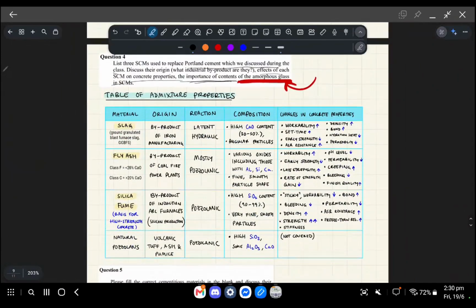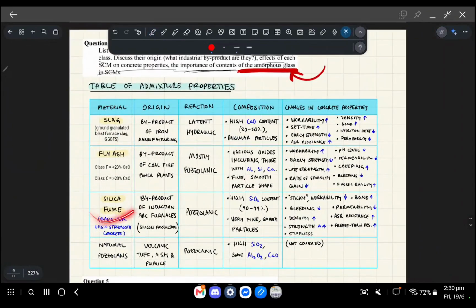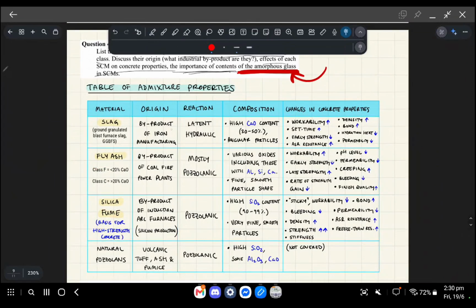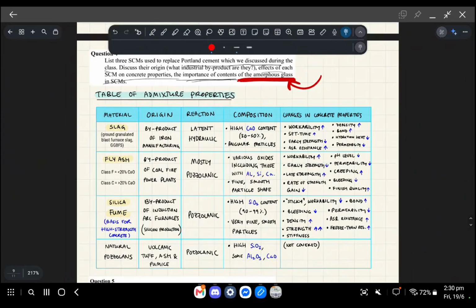In terms of the rest of it, it's just the table. So yeah, these were the 3 examples we focus on in the course, right? So it's slag, fly ash, silica fume, which are byproducts of iron manufacturing, coal fired power plants, and induction arc furnaces, okay? And then you can see the pros and cons and how they change the concrete mix there. All right. Any questions about that? Nope.